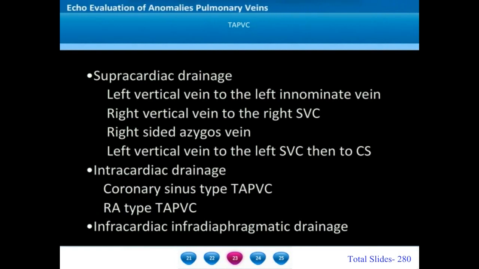Coming to intracardiac drainage, it can either enter the coronary sinus or drain directly onto the posterior wall of the right atrium. The third type is called the infracardiac or infradiaphragmatic type of TAPVC.